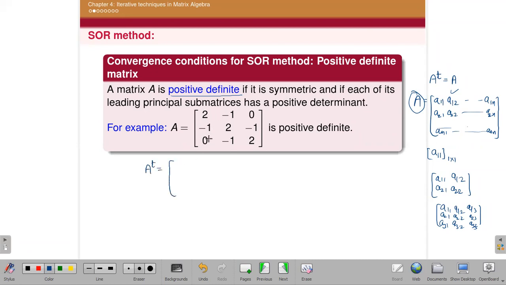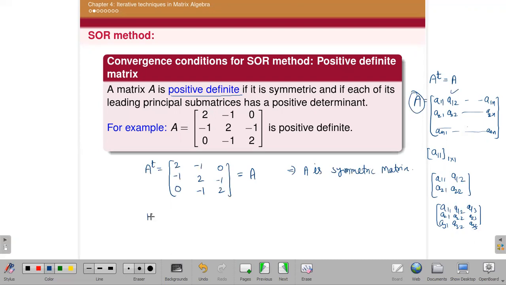Its transpose means you write all the rows as columns: 2, minus 1, 0, then minus 1, 2, minus 1, then 0, minus 1, 2. So it is nothing but A only. So this means it is a symmetric matrix. Now find its leading principal submatrices, then their determinants also.